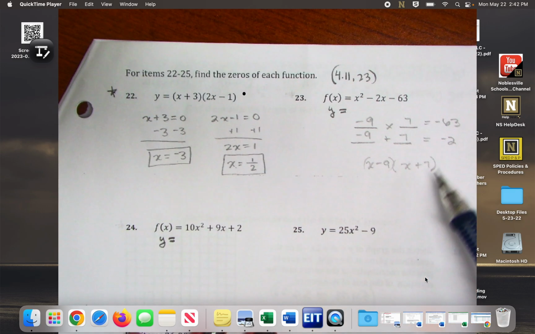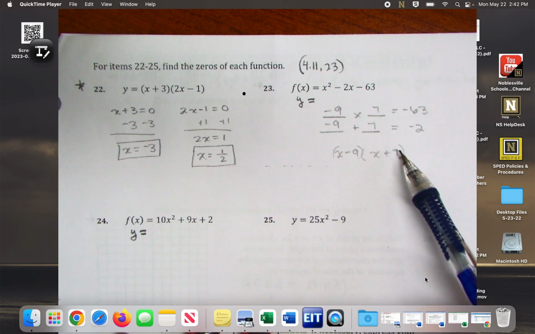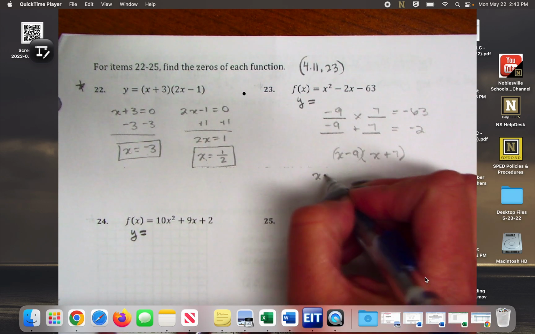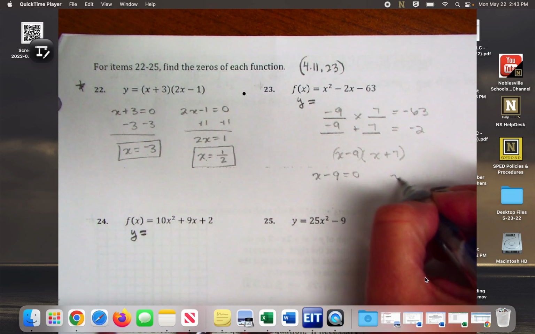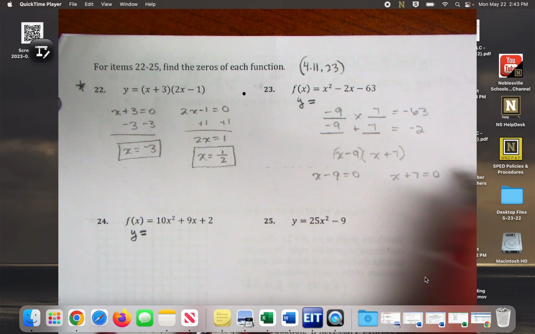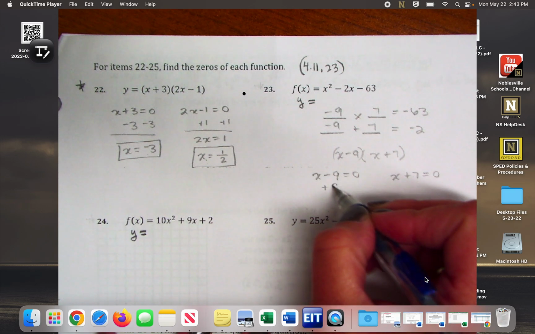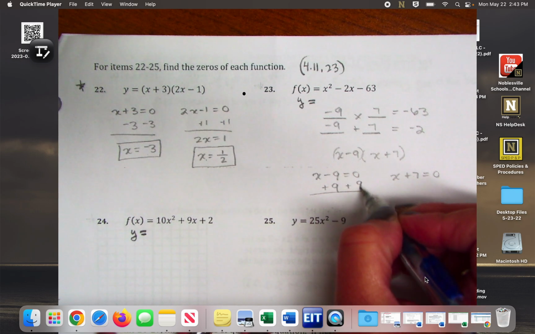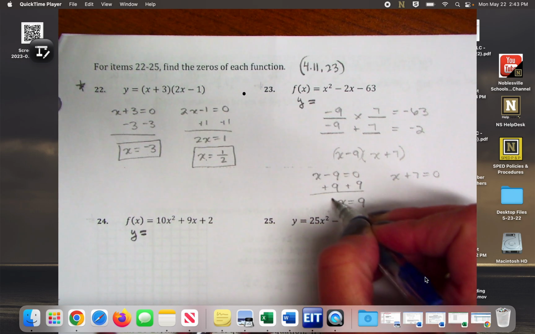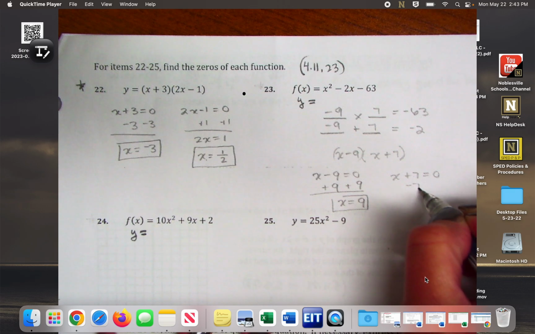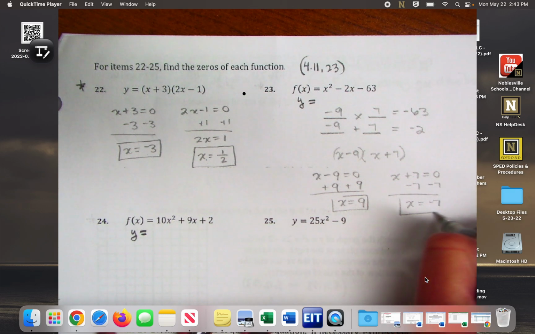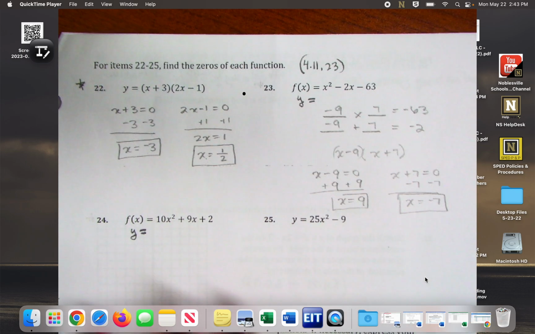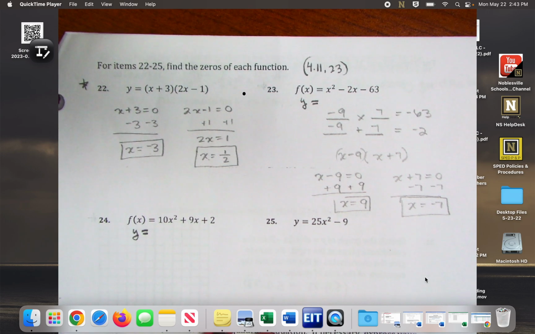So I had to do a little more work for this one. I had to find the quantities, and then I set these equal to 0. Again, you might be able to skip this step. So we're going to have x equals 9 and x equals negative 7. 23 is starred.